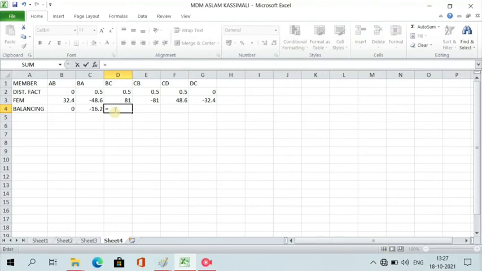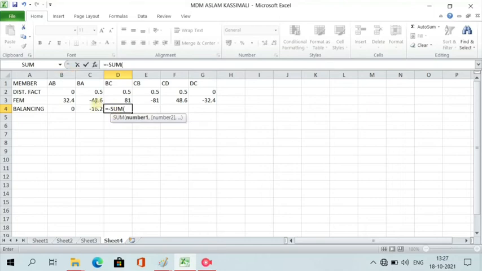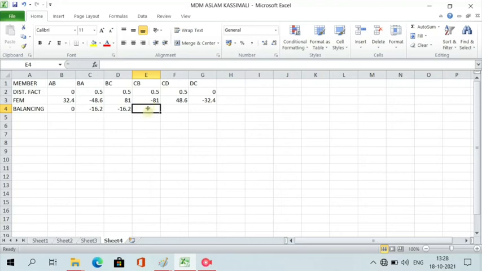Similar way we can do in this case also. Now first we will put equal to sign, then we will put minus, then sum, then bracket open, then we need to add fixed end moment at joint B, that is C3 plus D3, then bracket of, then we need to distribute, the distribution factor here is 0.5. So star 0.5. Now we will press enter. We got minus 16.2.